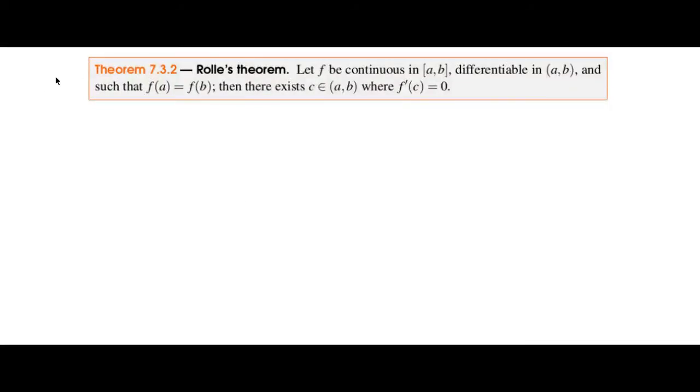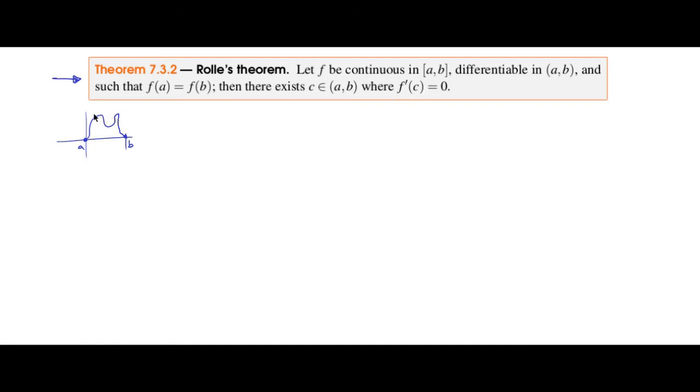The next important theorem related to derivatives and local behavior is Rolle's theorem. It says, suppose f is continuous in this closed interval [a, b] and differentiable in the open interval (a, b), such that f(a) and f(b) are the same. So it's a function that looks something like this, but the value at a and the value at b are the same. Well, the theorem says then there exists a c in this interval where the derivative of f is 0.